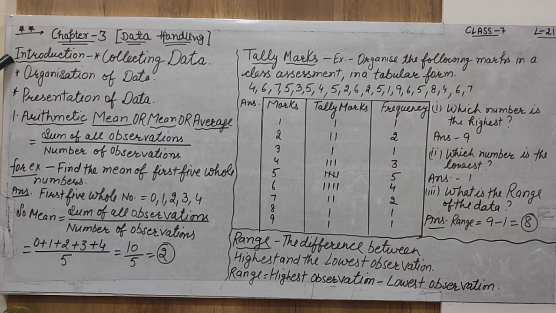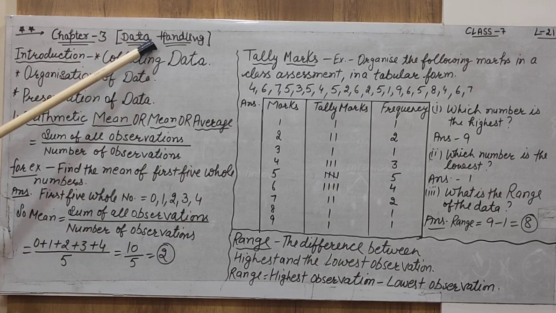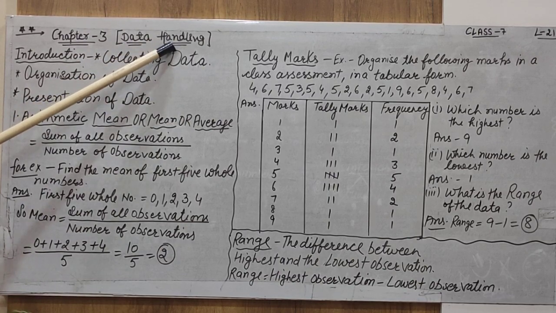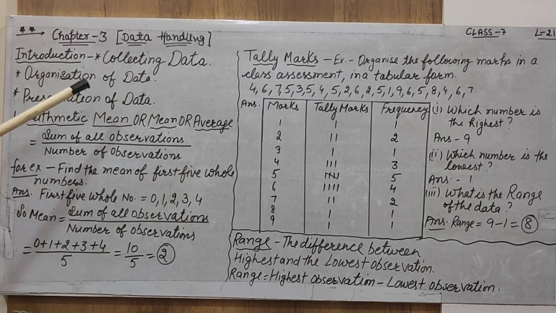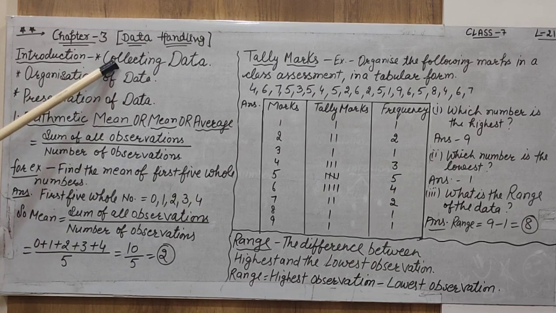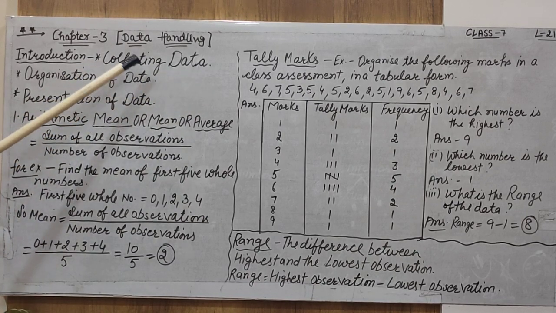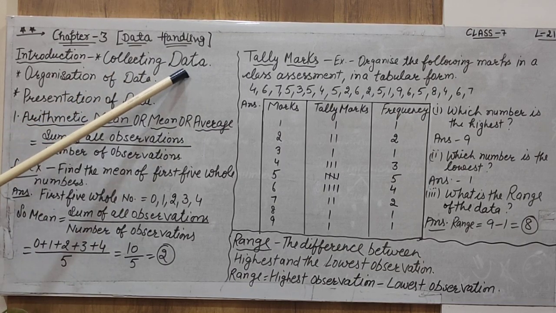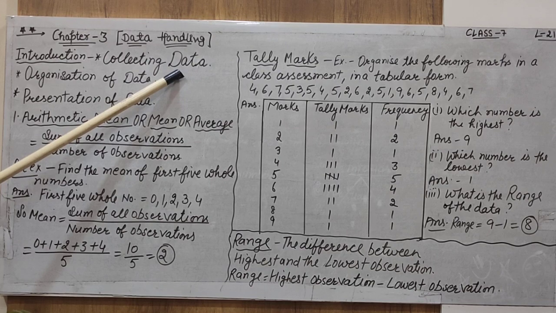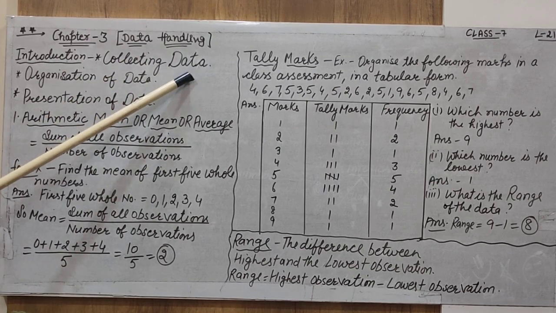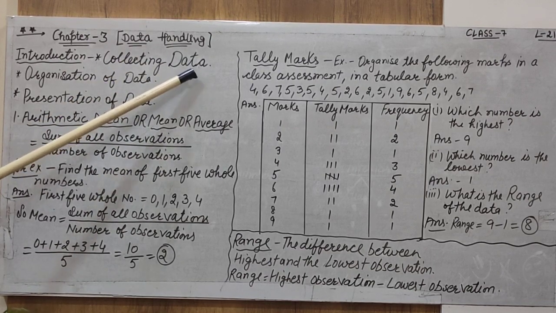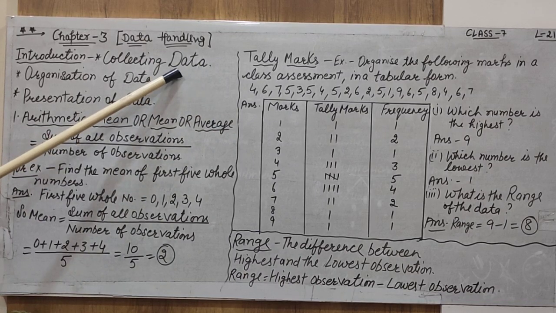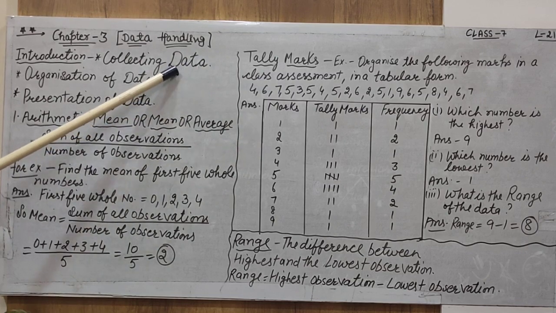First of all, the introduction. What kind of data handling questions or what kind of properties do we discuss in data handling? First is collecting data. First of all, we have to collect the data. The data may be collected in tabular form or in bar graph form. We just collect the data. The data may be related to money, to the height of the students, or the marks of the students, or simple numbers can be given in the data.